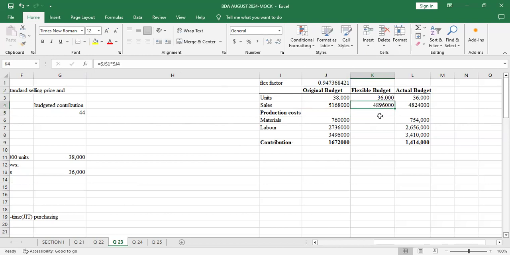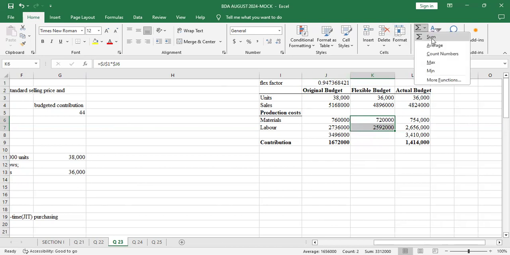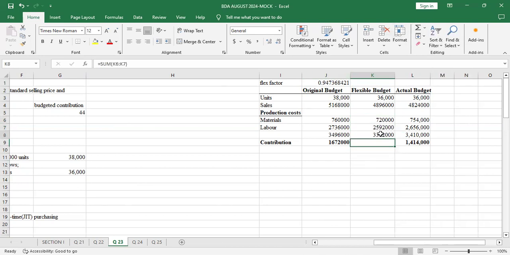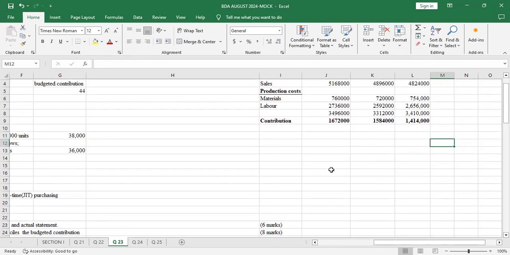Yeah, so that's the cells under flexible budget. So I just drag all the way up to labor, and I'll have those other values there. You delete this because there was no item there. So the production cost under flexible will be the sum of these two. So I'll get 331,200, so that when I drag, I'll just get the contribution. Yeah, so the contribution will be 158,400. That will be my contribution.